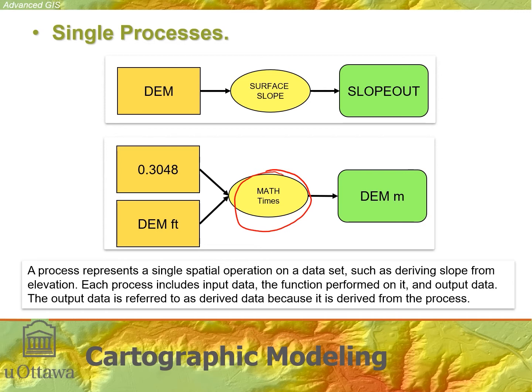For example, math times, so multiplication. And here we have 0.3048 times an elevation model in feet to convert it to meters, and the output we call DEM meters, or M for meters. So these are single processes.